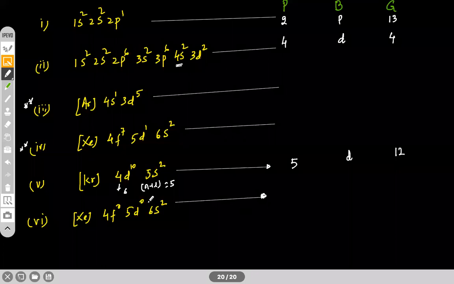Last one you see, there's no electron in 4f and 5d. Period is 6, S block, and it is the second group. Simple one. Okay?